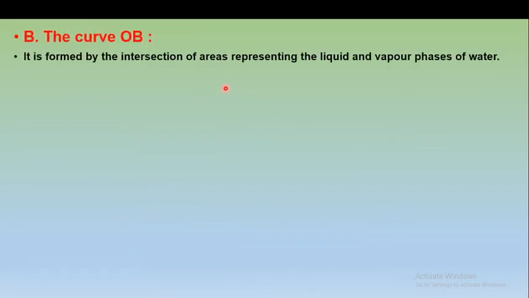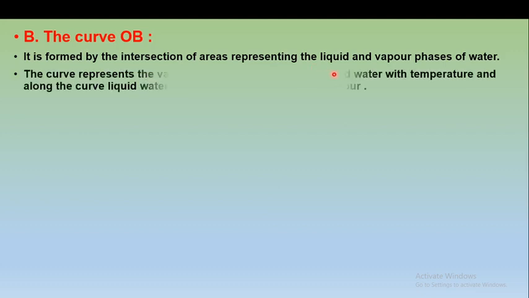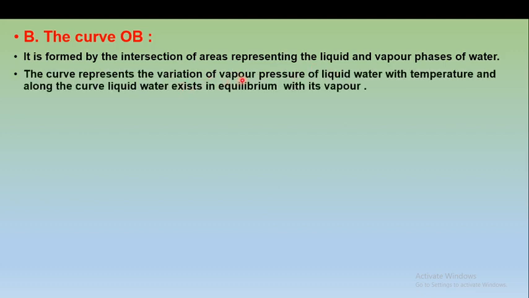Next is curve OB. It is formed by the intersection of areas representing the liquid and vapor phases of water. So there is equilibrium between liquid and vapor, and the curve represents the variation of vapor pressure of liquid water with temperature. And along the curve, liquid water exists in equilibrium with its vapor, and the system is monovariant. We know that along the curve the system is always monovariant.